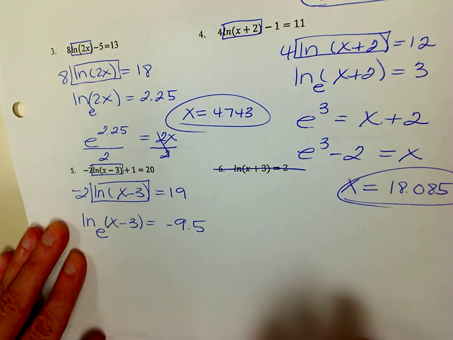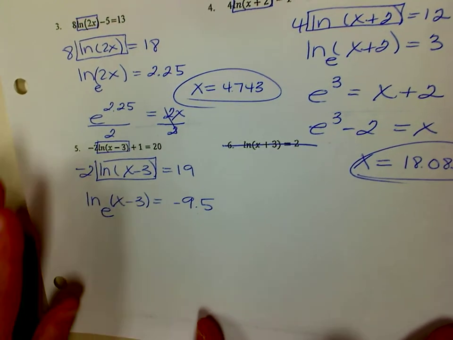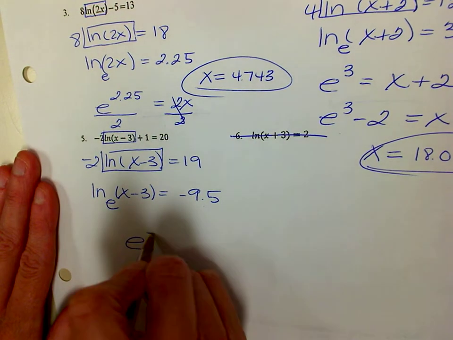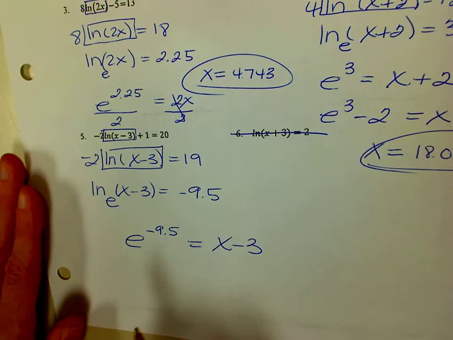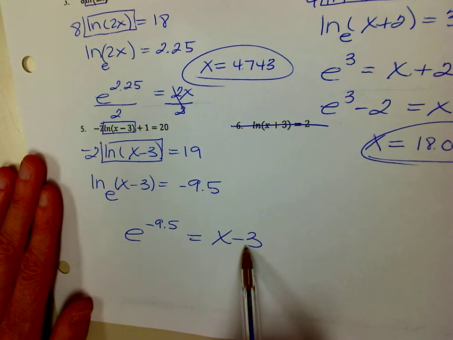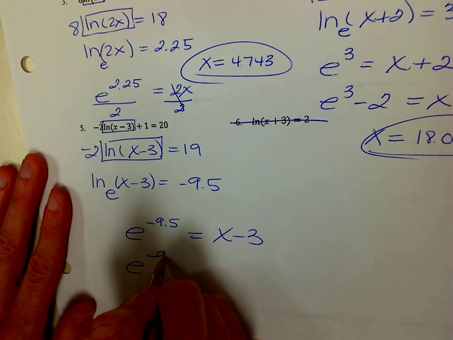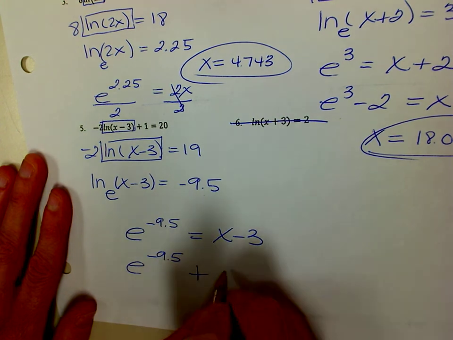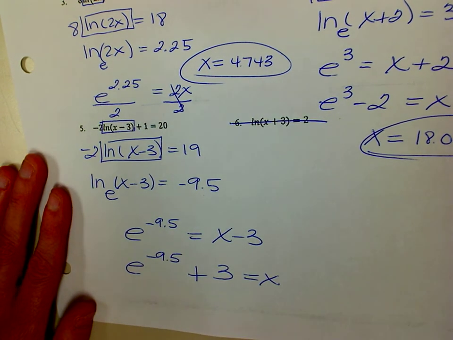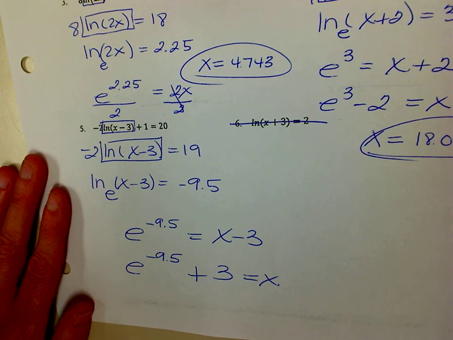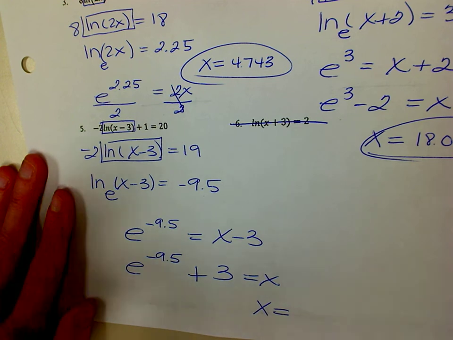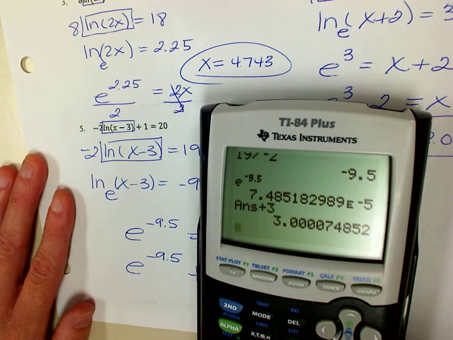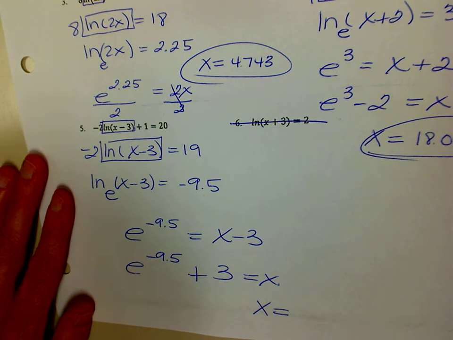Okay, there's really an e there, so the next thing I want to do is rewrite this in exponential form. So e to the -9.5 power equals x minus 3. So first I'm going to figure out what this is, and then I'm going to add 3 to it. So this you put in your calculator first, and then you add 3 to solve for x. So we get about 3 point, here I'll just show you. We get 3 point with a bunch of zeros. So I'm just going to say it's about 3.